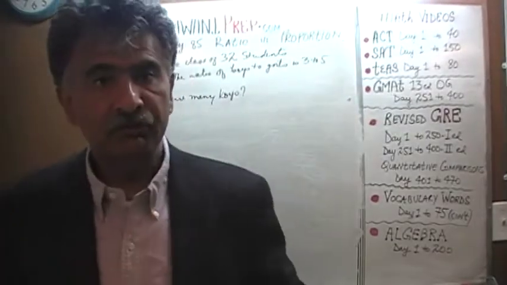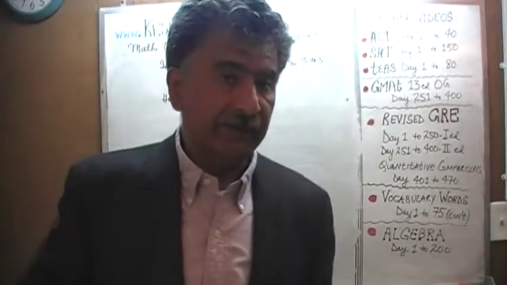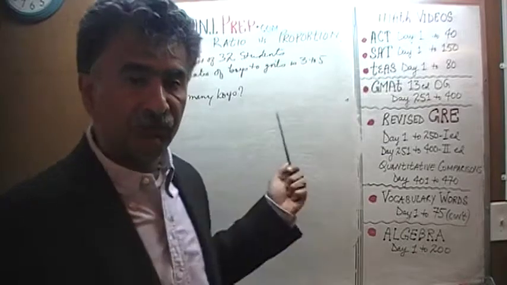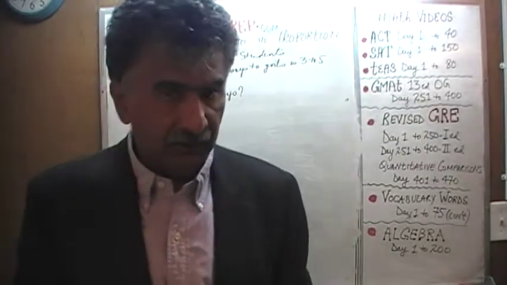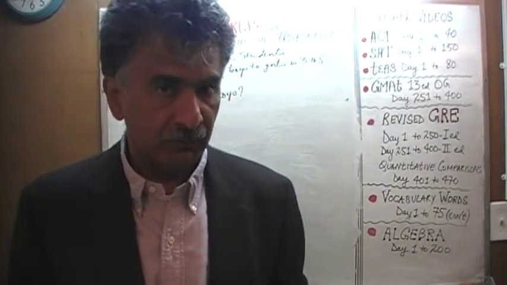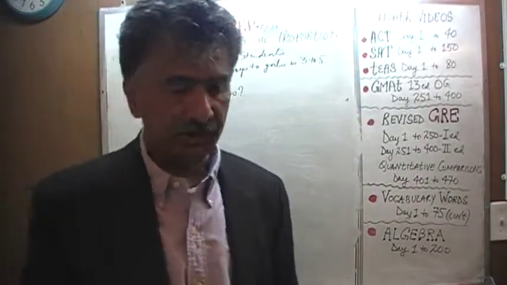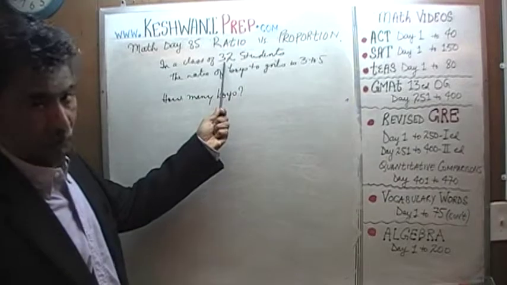Now when I say that it's a simple, straightforward, easy problem, it is in fact a simple, straightforward, easy problem, regardless of which exam you're preparing for. A question of this nature will appear in the category of an easy question, whether you're preparing for the ACT or SAT or TEAS or GMAT or GRE. We are told that the total number is 32.